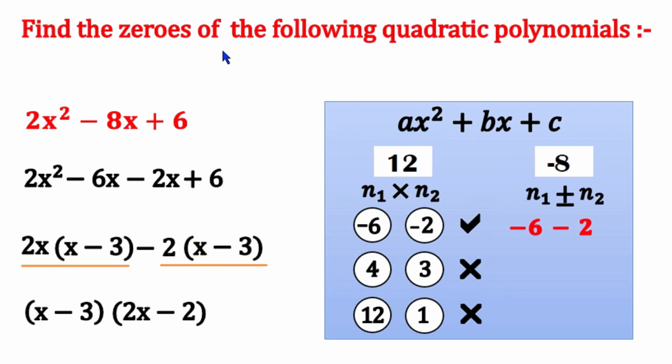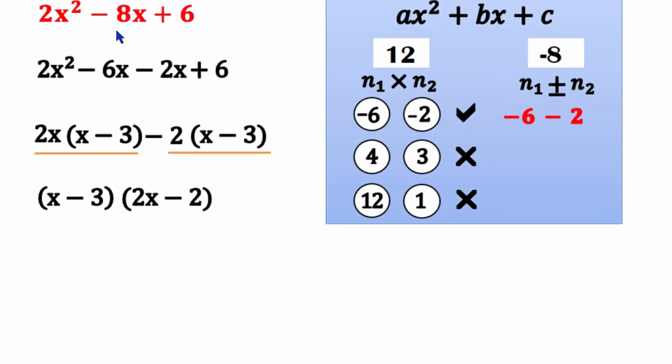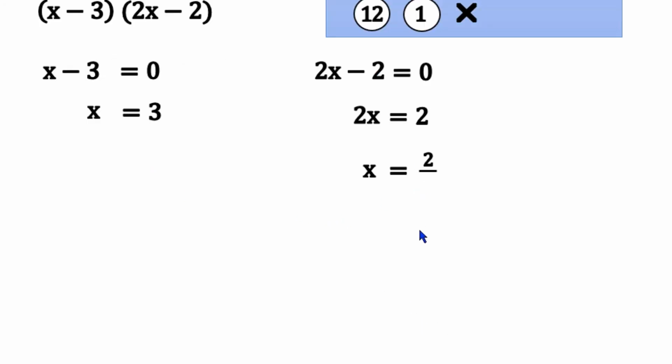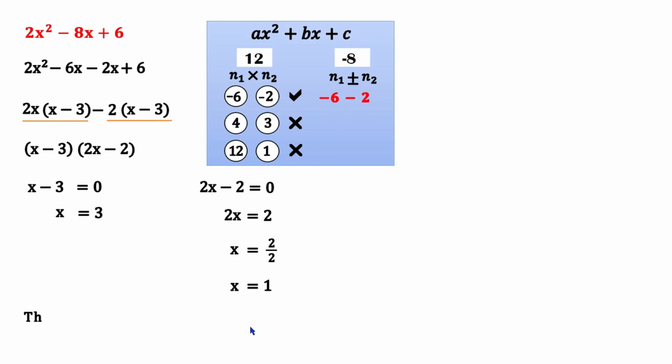Since we have to find zeros, we will simply equate the polynomial to 0. That means x − 3 = 0 and 2x − 2 = 0. So x = 3, and here 2x = −2. It became plus 2, then x = 2/2, so x = 1. Therefore, the zeros of the polynomial are α = 3 and β = 1.